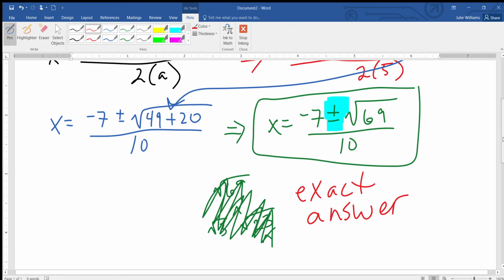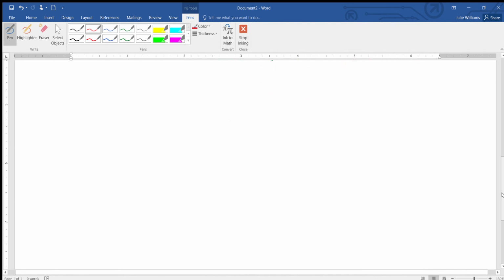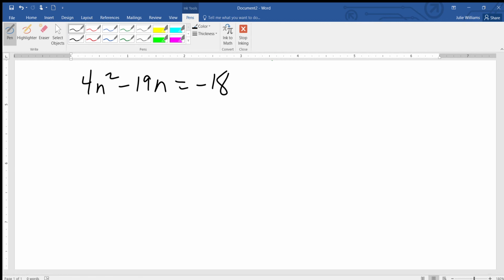Okay, all right, let's do another one. This is fun. All right, let's get my pen again. All right, so let's say this guy is 4n squared minus 19n, it doesn't matter the variable, equals -18. Okay, and some kids will want to go immediately and say a is equal to 4, b is equal to -19, and c is equal to -18.